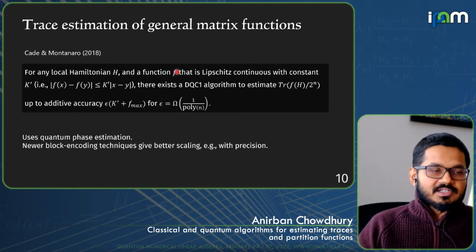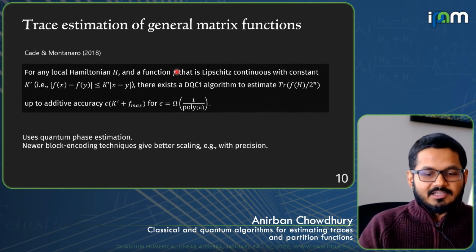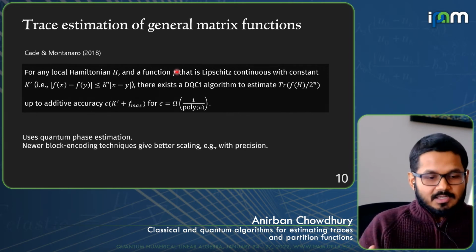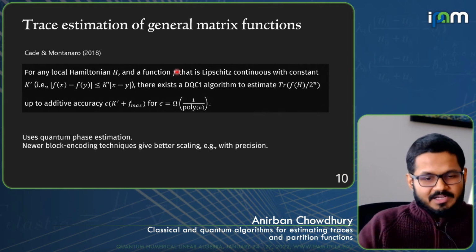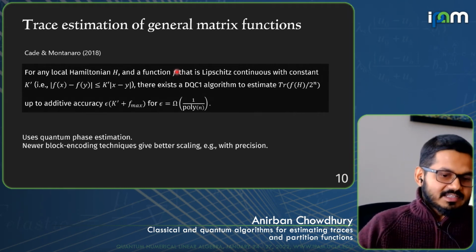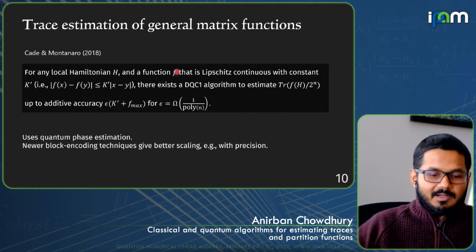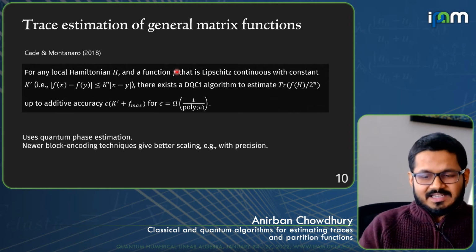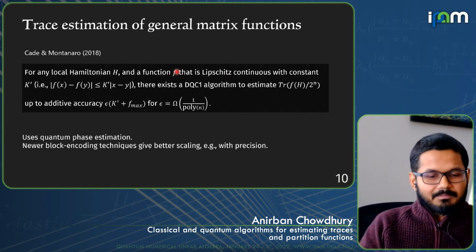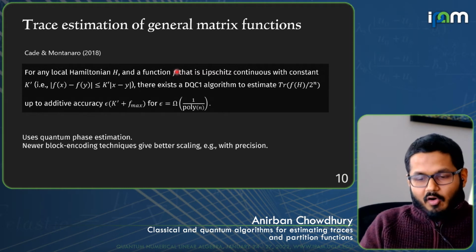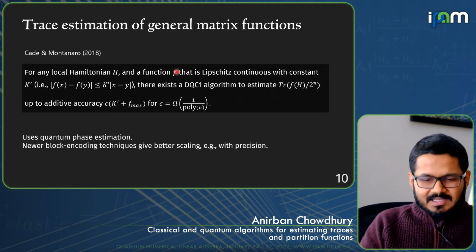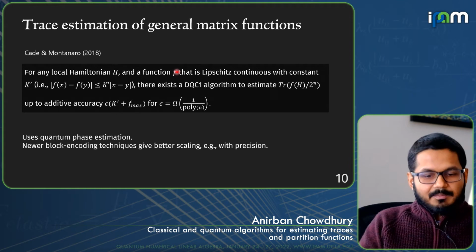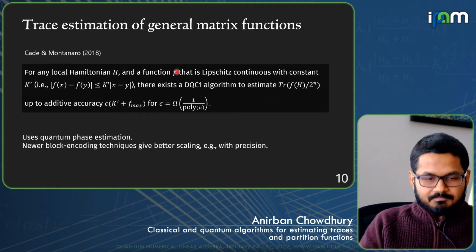This is kind of a precursor to the technique I outlined in the previous two slides, because they use effectively quantum phase estimation. I won't explain how, but the problem is that if you use quantum phase estimation, you get a worse scaling with precision. Whereas if you use these newer block encoding ideas, you can get a better scaling. Now, it might be interesting to do a full analysis of general function trace estimation in this newer block encoding framework. That might be an interesting direction to pursue.